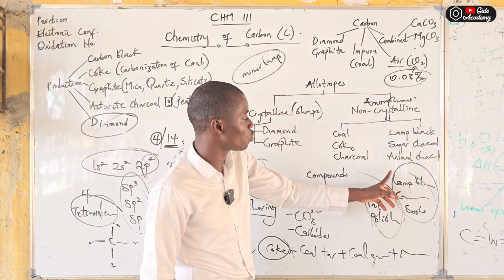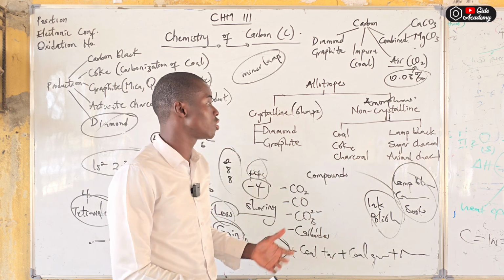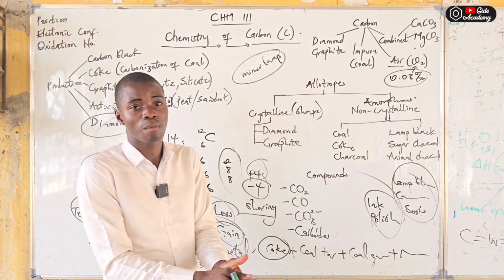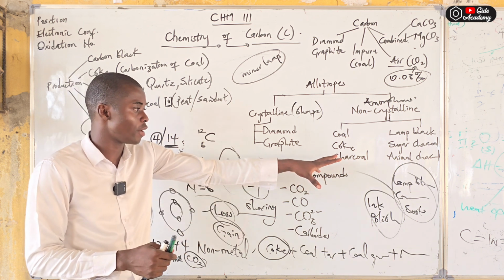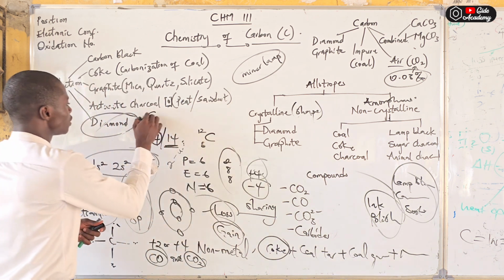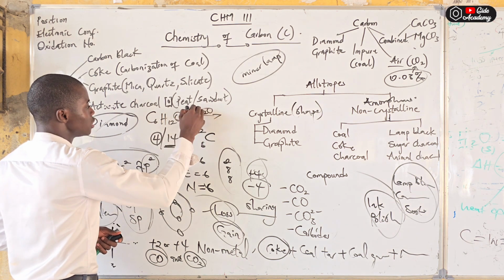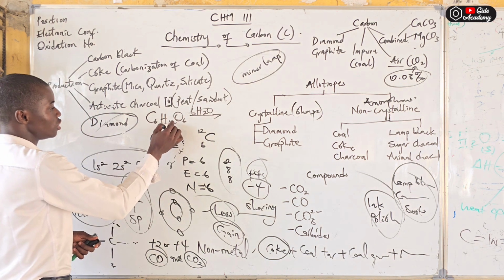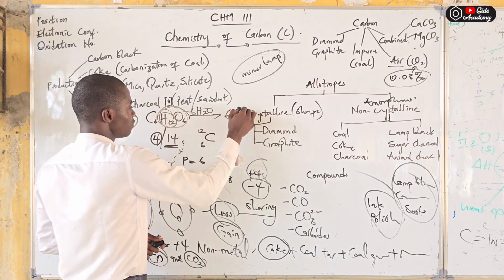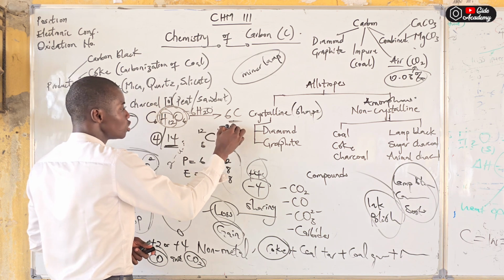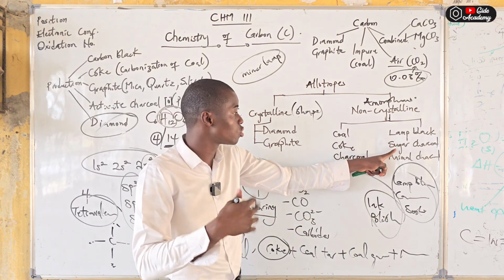Then we have sugar charcoal and animal charcoal. How do you form sugar charcoal? Sugar charcoal is formed by combustion of sugar in the absence of air. For example, we have C6H12O6, which is sugar. When you remove 6 molecules of water from it, hydrogen is 12 here and oxygen here is also 6. So at the end of the day, we are going to have 6 carbon. We call this sugar charcoal. So the dehydration of sugar is going to produce sugar charcoal.